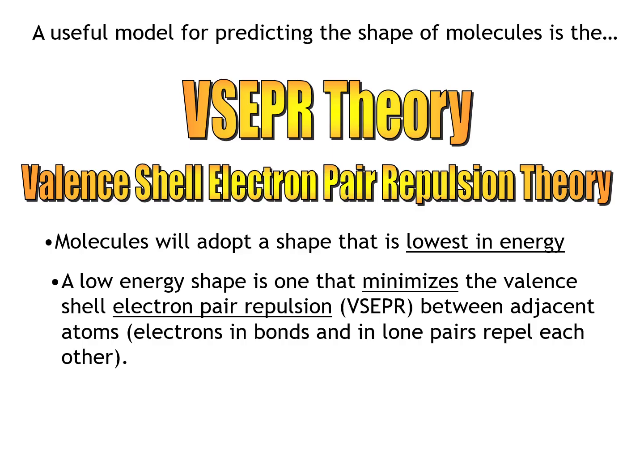All right, so the model that we use in order to put all this into words is called the valence shell electron pair repulsion theory, or VSEPR. And it just says that we're going to minimize the amount of repulsion between the electrons in the bonds and the electrons in the lone pairs.